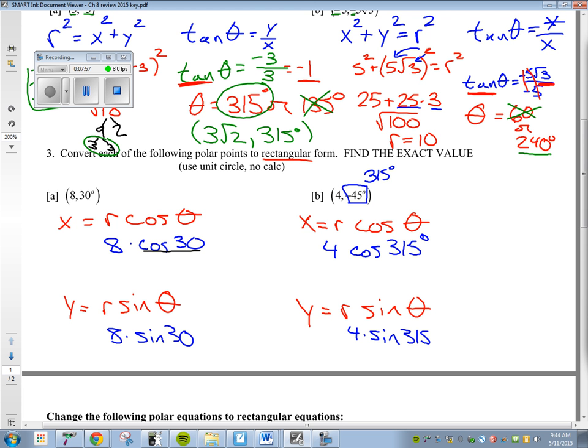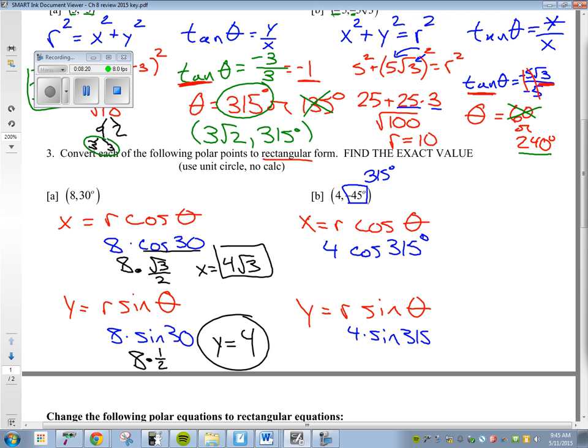Cosine of 30. Go to the unit circle. It's radical 3 over 2. So when I reduce, it is 4 radical 3 when I reduce the 8 and the 2. This one is 8 times a half. So when I reduce that, my y is equal to 4. Over here, my x is 4 times radical 2 over 2, which reduces to 2 radical 2.